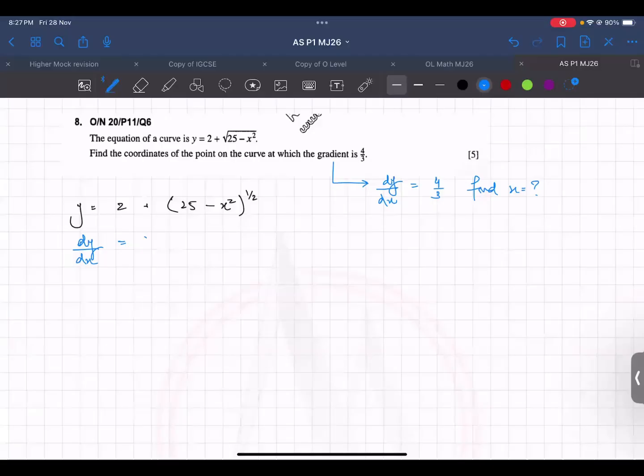This will become 0. 2 is a constant, so 0. Power comes down, multiplies, so plus half. The bracket doesn't change. The power reduces by one further. And the derivative of the inside will be minus 2x. 0 minus 2x. And now if you simplify, 2 and this 2 cancel out. So your derivative, for which the value they have given to us, 4 upon 3, is equal to minus x upon 25 minus x square power half. This is the equation that we are forming right now. And now we have to solve the rest, solving for the value of x.